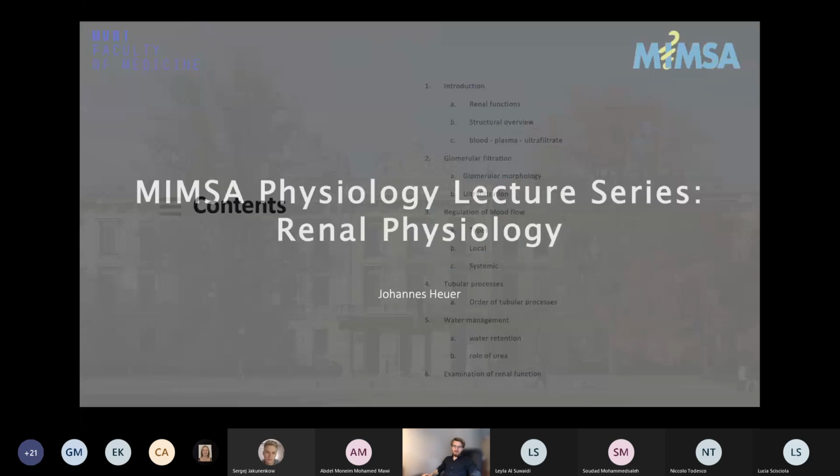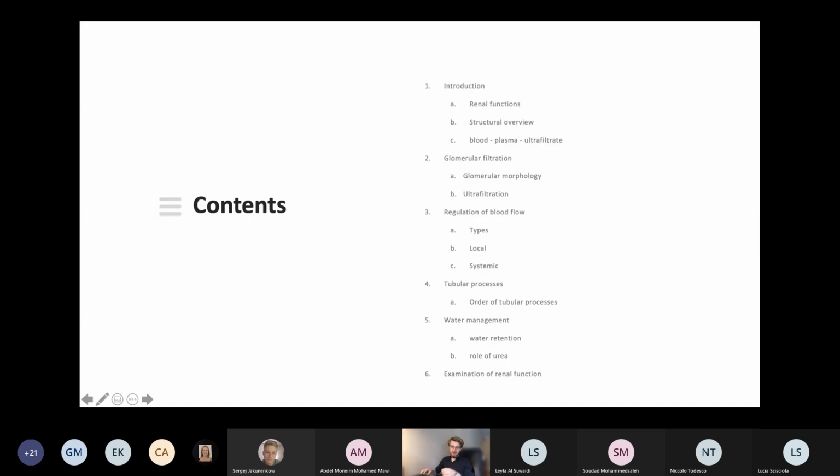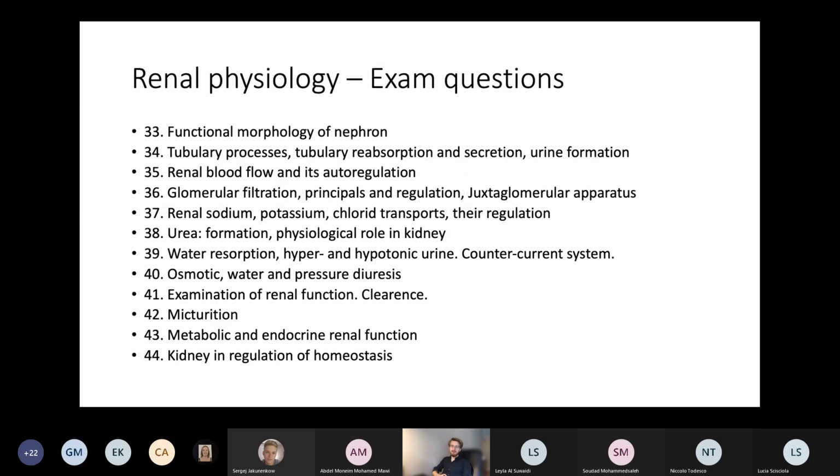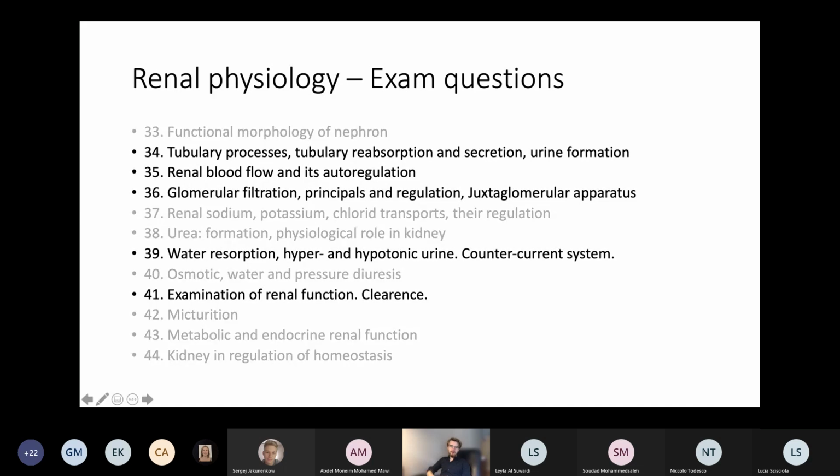So, renal physiology. I have left the contents here, but I'm going to illustrate what I'm going to talk about on the examination questions instead. Renal physiology on the final has 11 different examination questions, and they go into a fair amount of detail. What I'm going to be focusing on today are tubular processes, reabsorption, secretion, and urine formation, renal blood flow, glomerular filtration, water reabsorption, and examinations of renal function. Those are the ones that involve the most math and physics, and more understanding rather than memorization. So I'm going to try to go through them today.